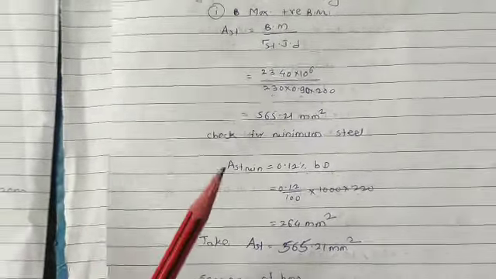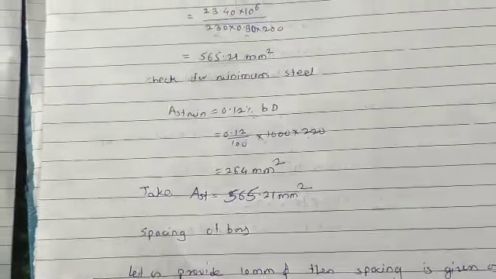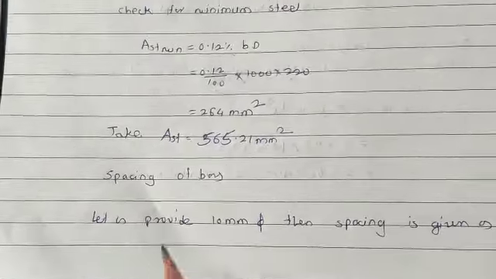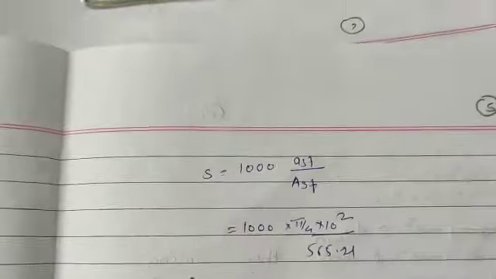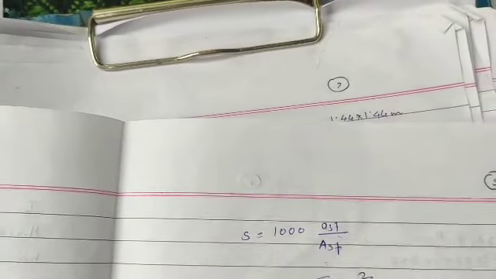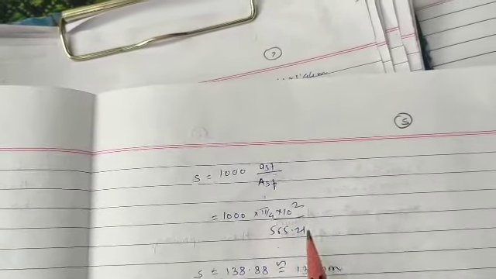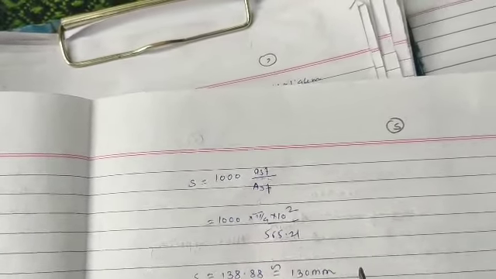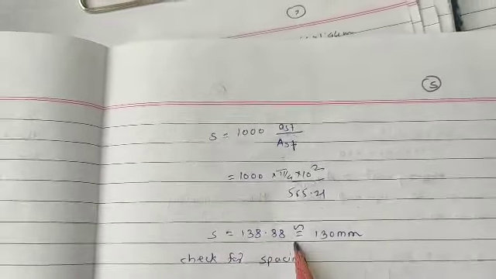Once we are getting the area of the steel, then we have to go for the calculation of the spacing of the bars. Let us assume that 10 mm diameter steel bars are to be used. So spacing of the bar is given as S equal to 1000 small AST divided by capital AST. This small AST is nothing but the area of one bar, and this capital AST is nothing but the total area of the steel we are providing. So 1000 into area of one bar, pi by 4 into 10 square, divided by the total steel we are providing. After simplifying this, we are getting the spacing equal to 138.88.